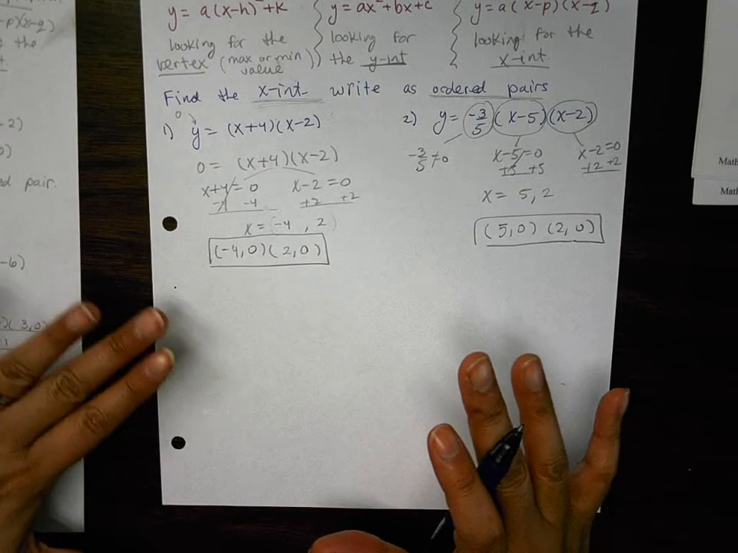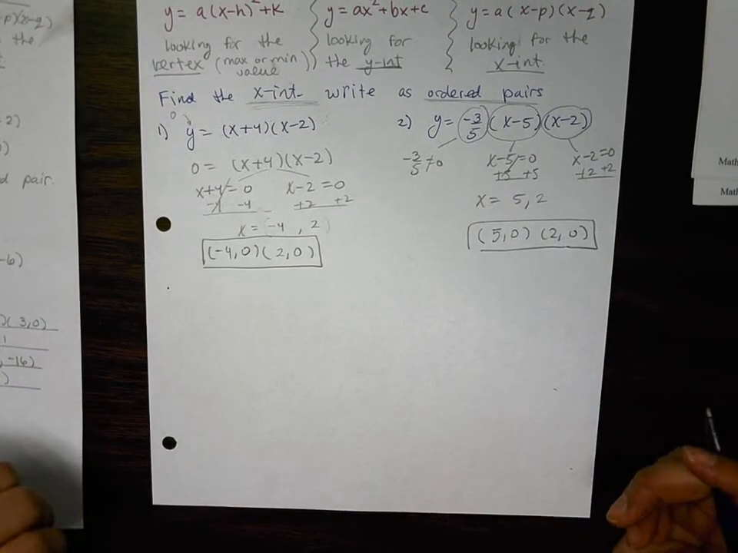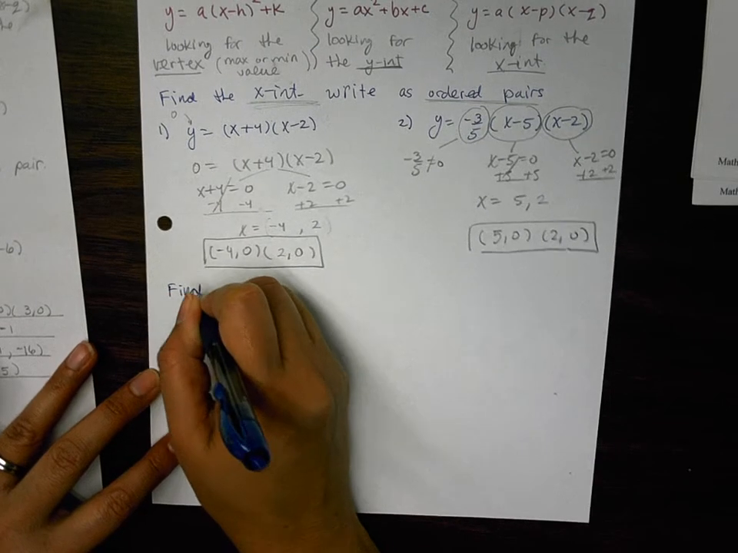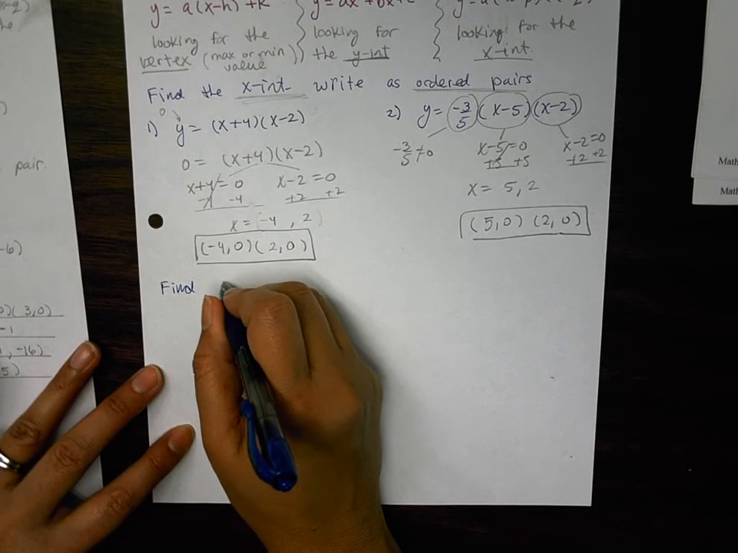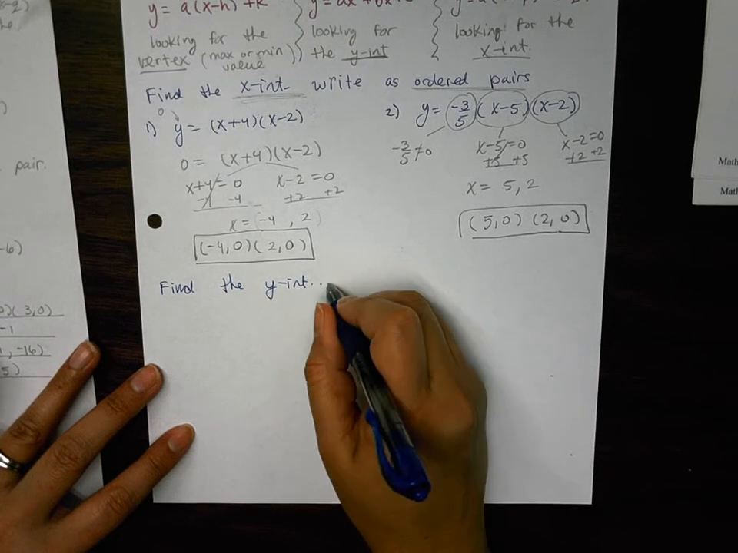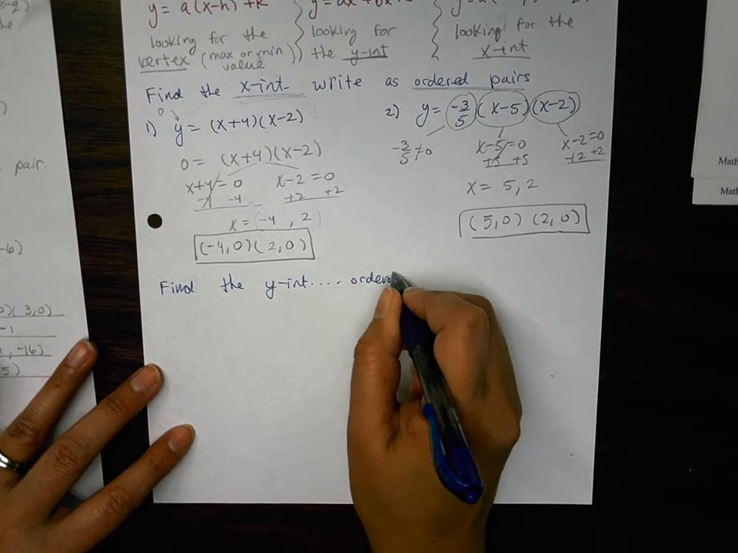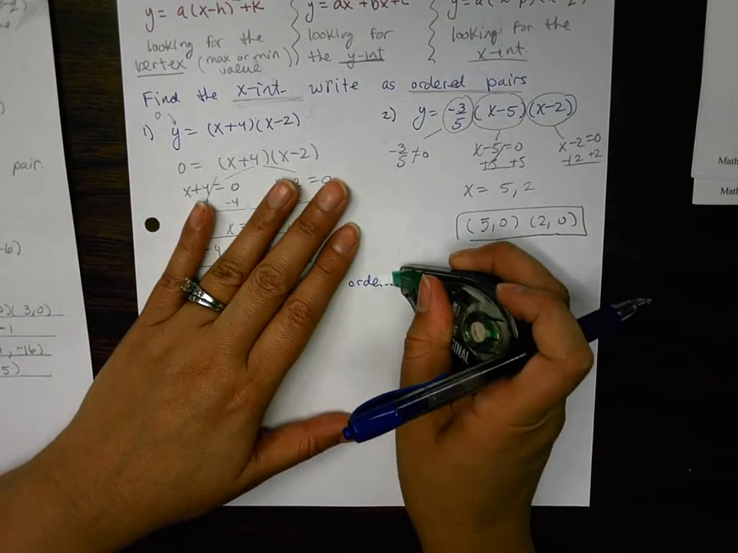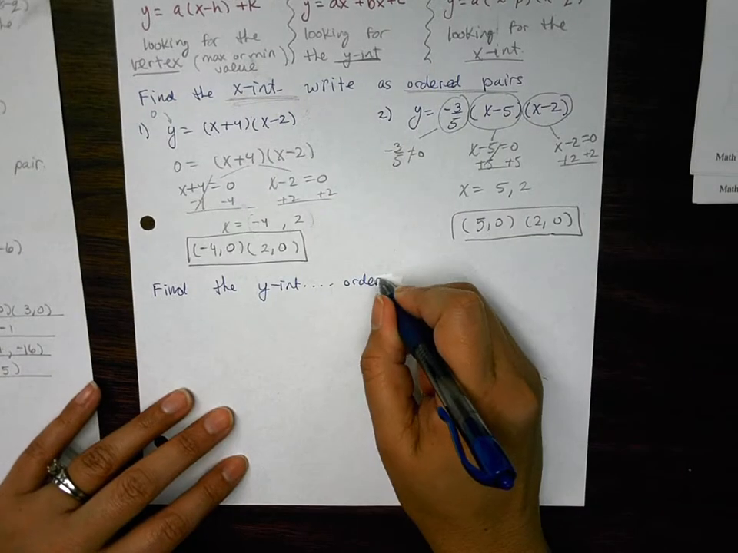Number 3. Actually, before I do number 3, I'm going to start a new section. Any questions on 1 or 2? Okay, next section. Find the y-intercept. Write as an ordered pair.